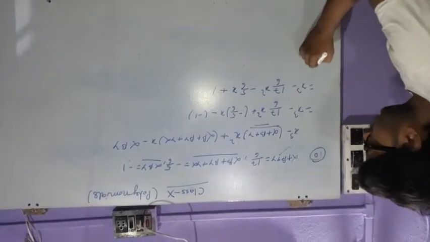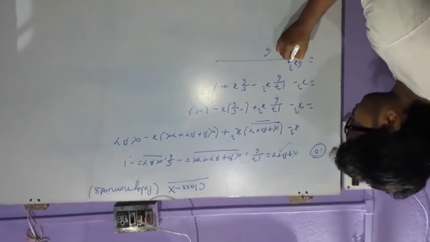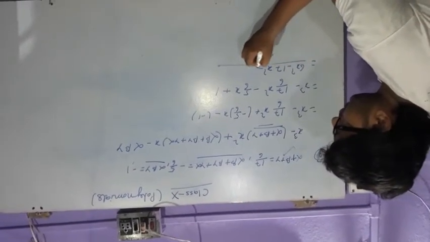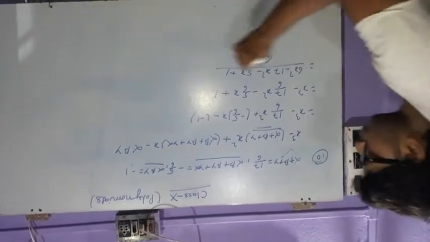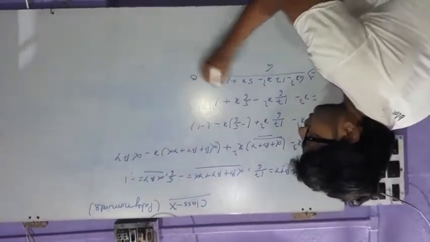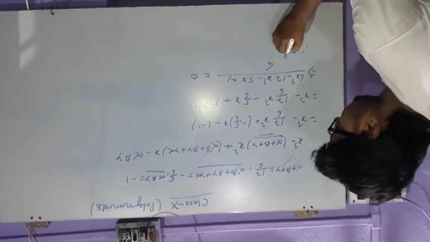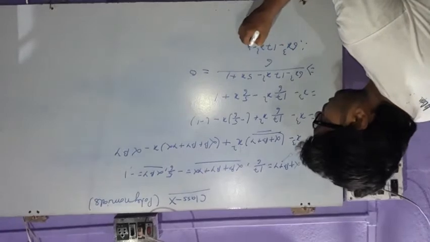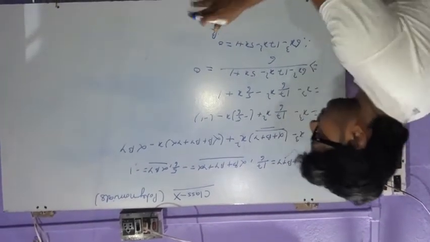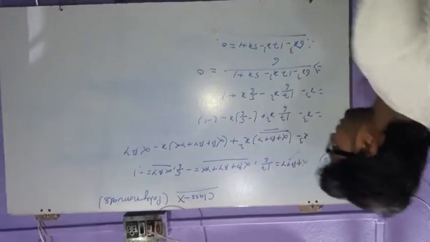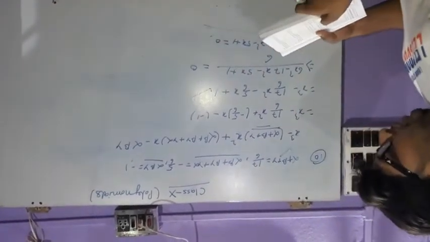Equal to plus 1. Here you can take the LCM 6 and multiply it: 6x cube minus 17x square minus 5x plus 1. So this will be the equation. Now we have to equalize it to 0. So cross multiply it: 6x cube minus 17x square minus 5x plus 1 equal to 0. This is our polynomial equation. You can write it in this form or that form, whichever your examination requires.